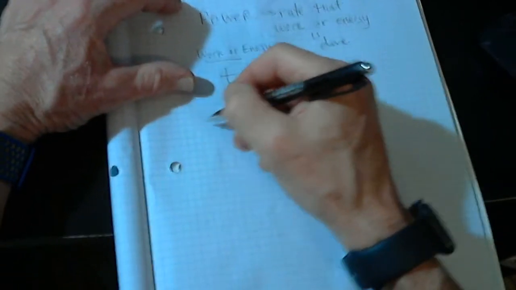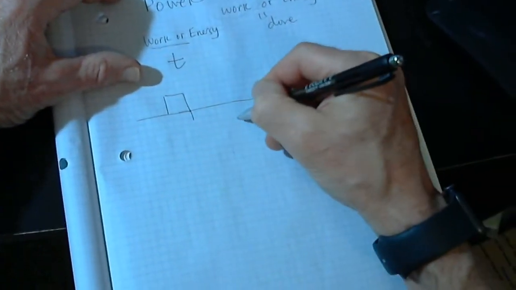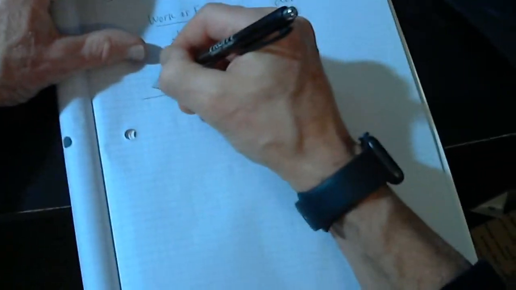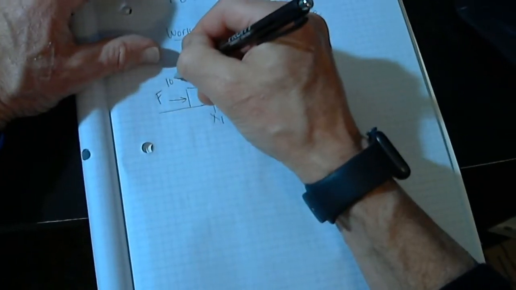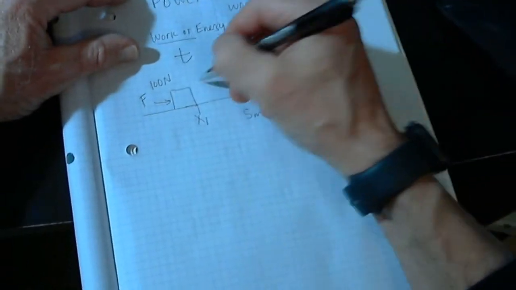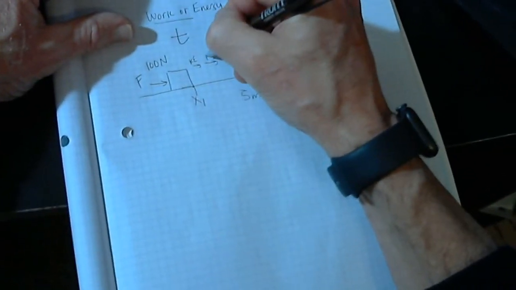Let me give you a couple of examples here. So let's go back to pushing this box. Maybe 5 meters. X sub F, X sub I. So let me put my force in here. Let's just make this really easy. 100 newtons. Okay, so by the end of the 5 meters, our kinetic energy is going up and up and up.